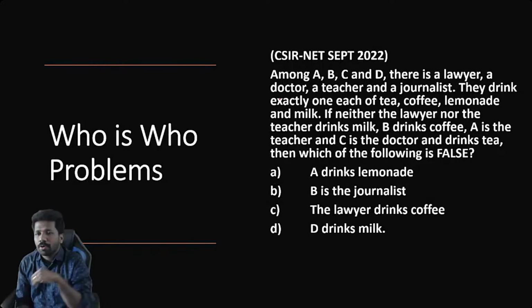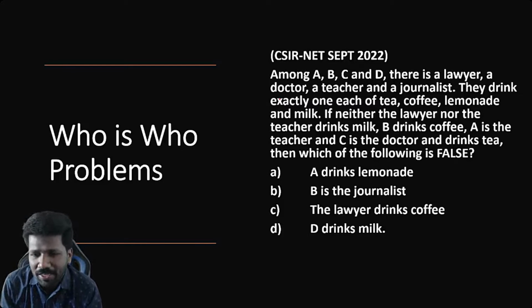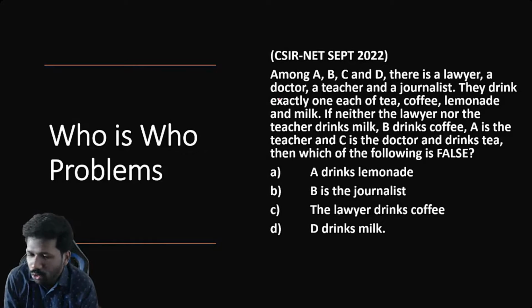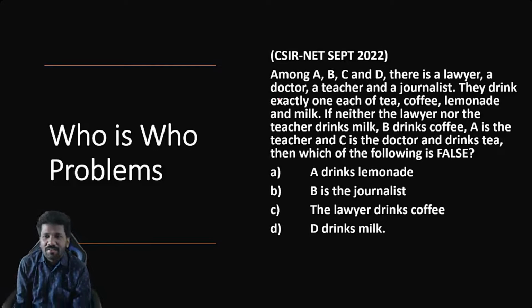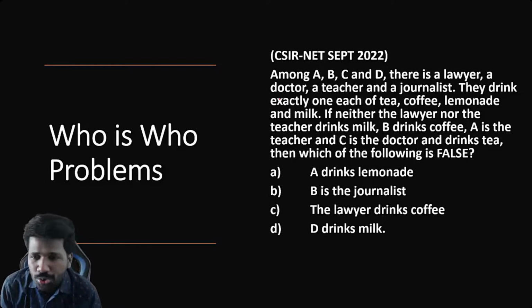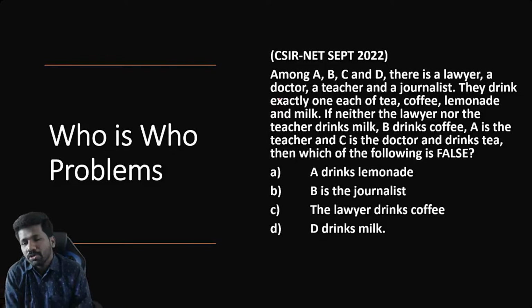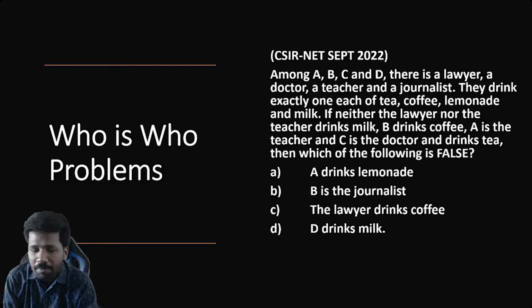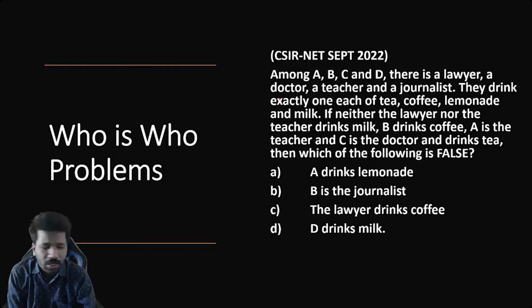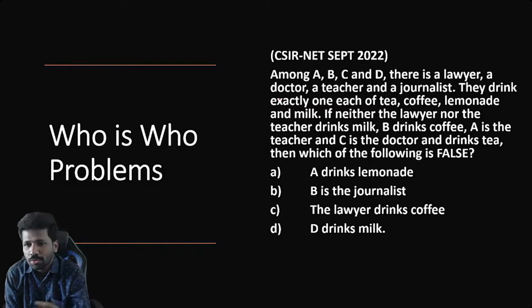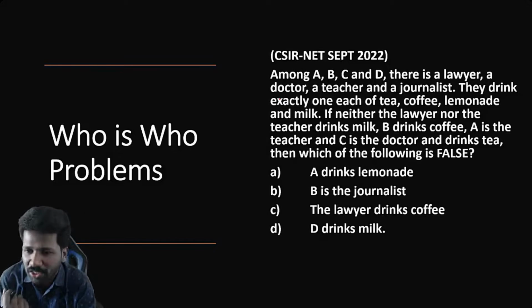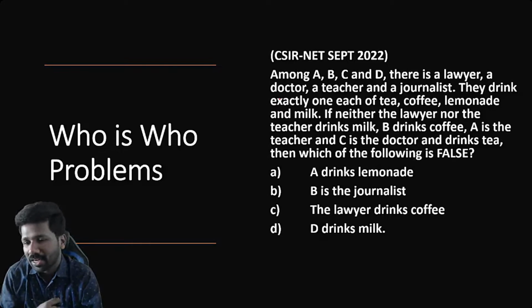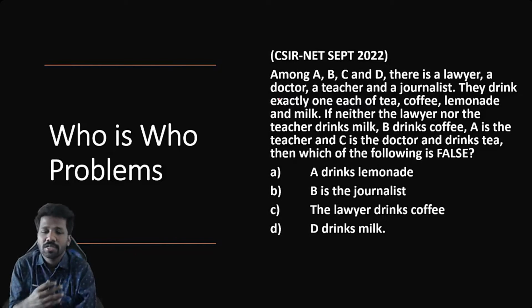Now next is who's who problem. Number of questions from this chapter is very less, like once in 2 years they ask question from, or once in 3 years one question you may expect from who's who problems. Who's who problems means you have to match. For example, look at this September 2022 question. 4 people hai A, B, C, D. 4 professions hai lawyer, doctor, teacher, journalist. We have to match who is lawyer, who is doctor, who is teacher, who is journalist, and what are their choice of beverages. कौन सा beverage पी रहा है वो भी match करना है, उसके according question पूछा है, कौन सा statement false है.